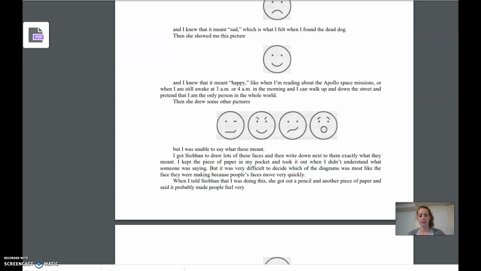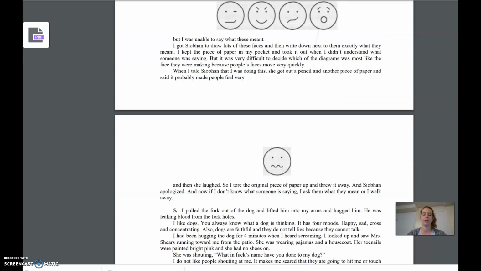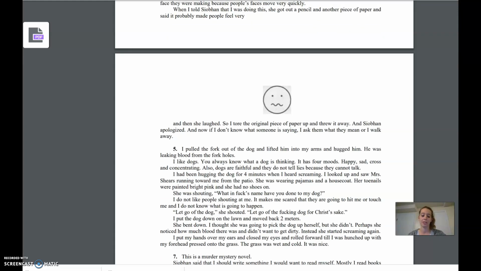When I told Siobhan that I was doing this, she got out a pencil and another piece of paper and said it probably made people feel very... And then she laughed. So I tore the original piece of paper up and threw it away, and Siobhan apologized. And now, if I don't know what someone is saying, I ask them what they mean, or I walk away.